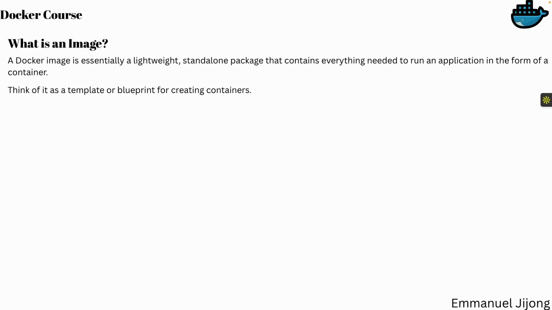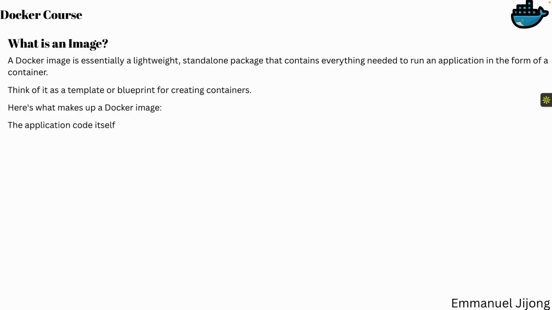And if you don't understand what I mean by template or blueprint, let me put it this way. Let's say you want to make pizza. In order for you to make pizza, you need some recipes. So I want you to think of the recipes of pizza as an image, and I want you to think of the actual pizza itself as the container. So basically, an image is what you use to create a container. So if an image is what you use to create a container, what is this image made up of?